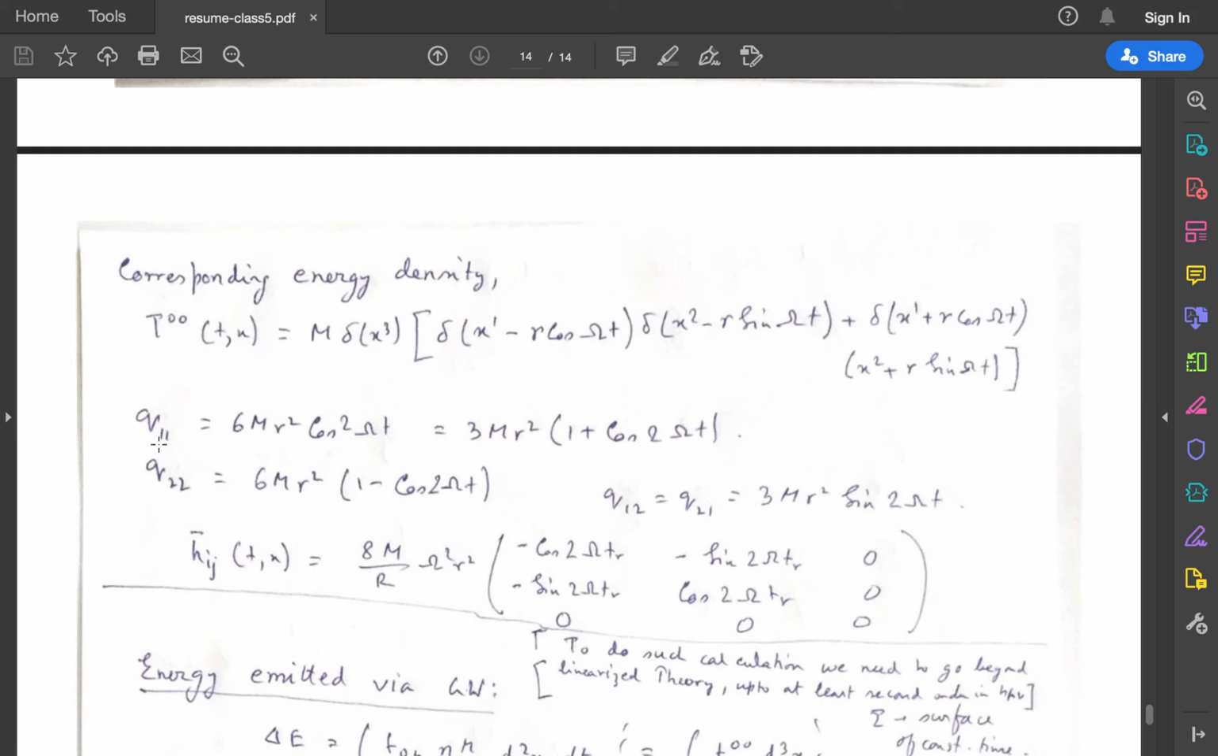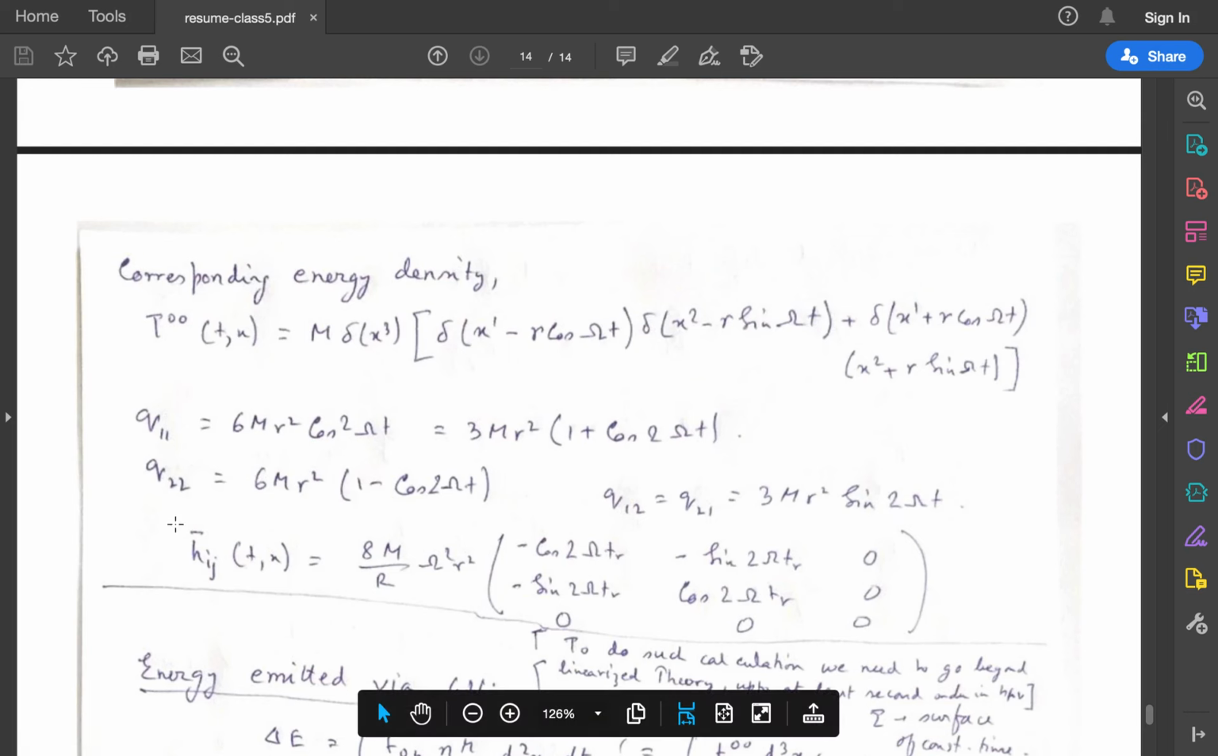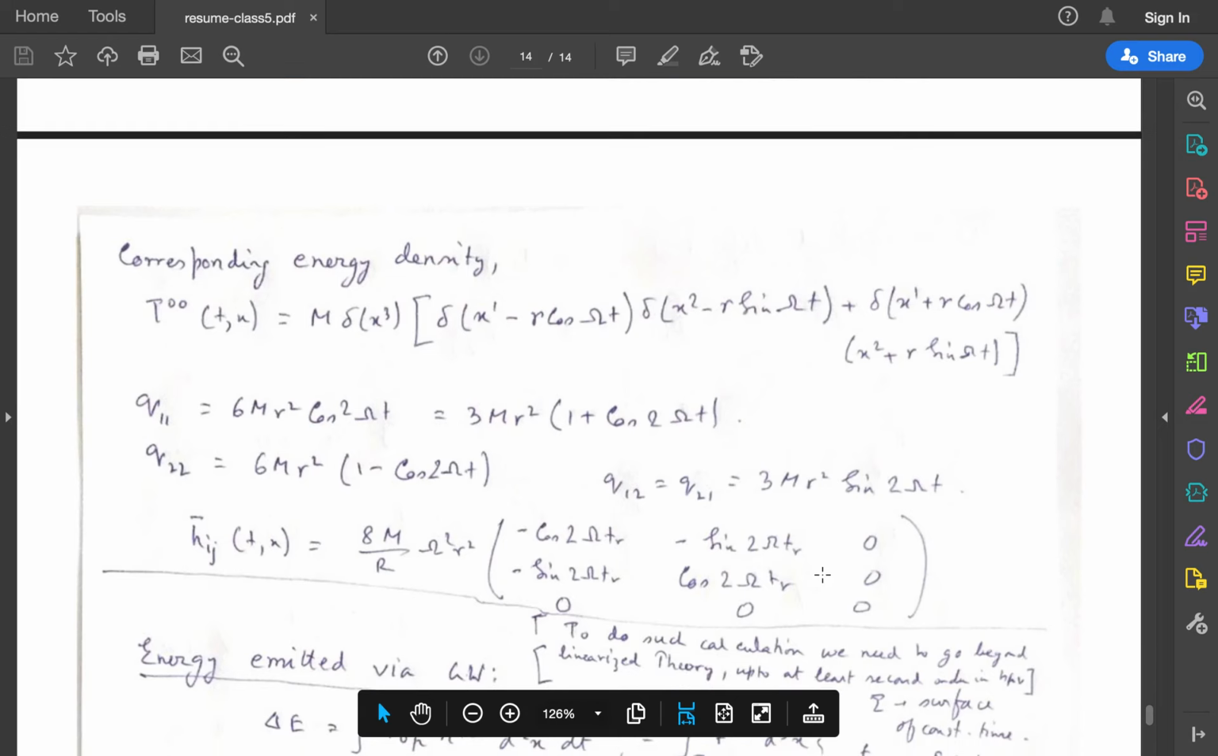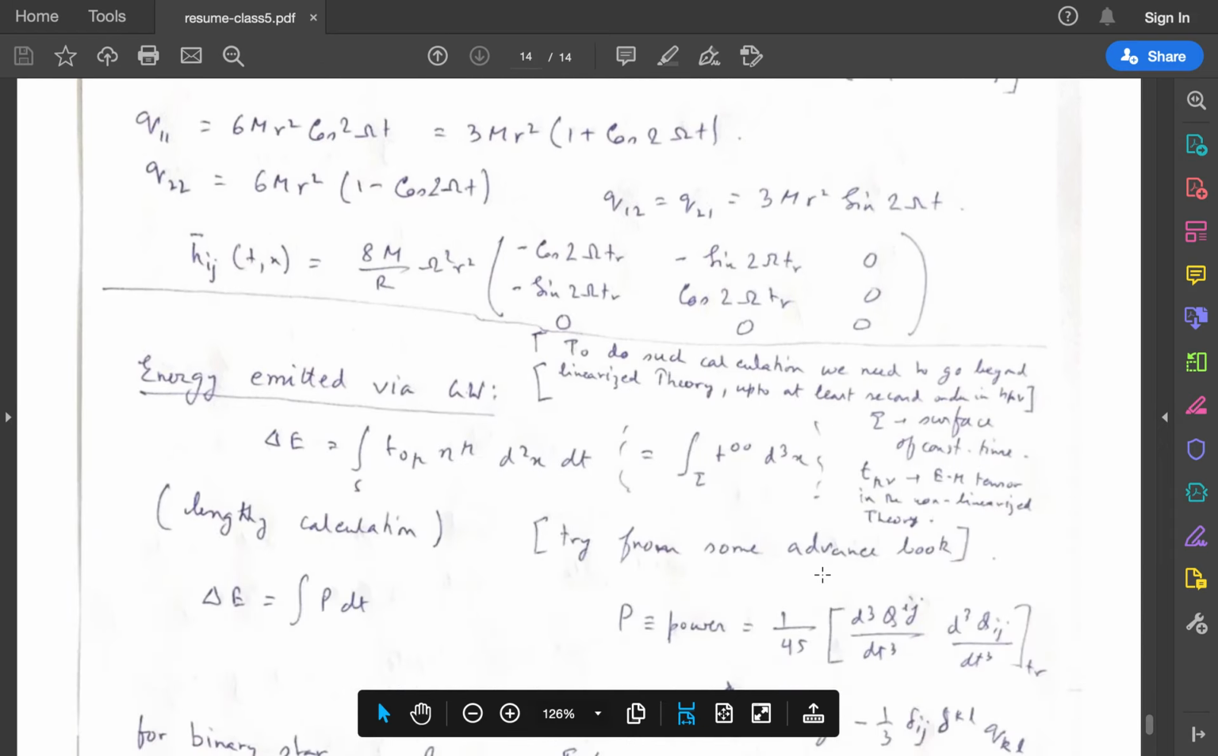I can find out this quadrupole moment. Okay, it will have three non-zero components: Q11, which is 6 m r square cos square omega t, which can be written as 3 m r square (1 plus cos twice omega t). Q22 is again, I think, 3 m r square (1 minus cos 2 omega t), and Q12 equal to Q21, which is 3 m r square sine of twice omega t. So therefore this h_ij bar can be written in terms of this cos omega t and sine omega t, and maybe in terms of t_r. This t_r is the thing that we know, t minus r by c.